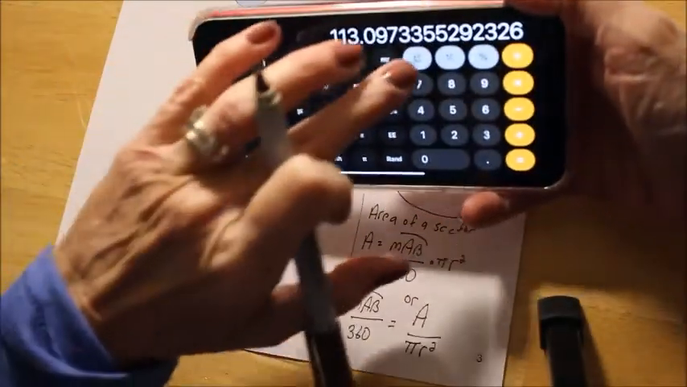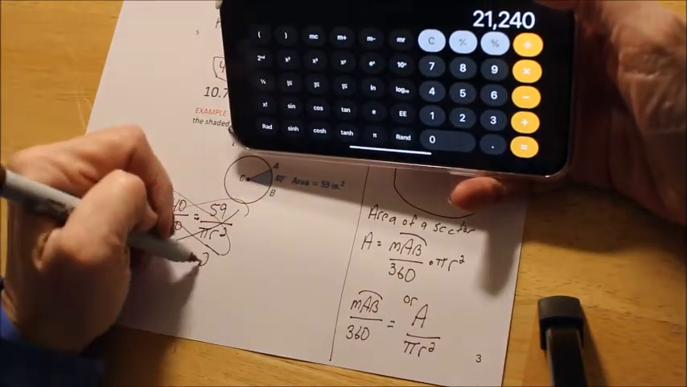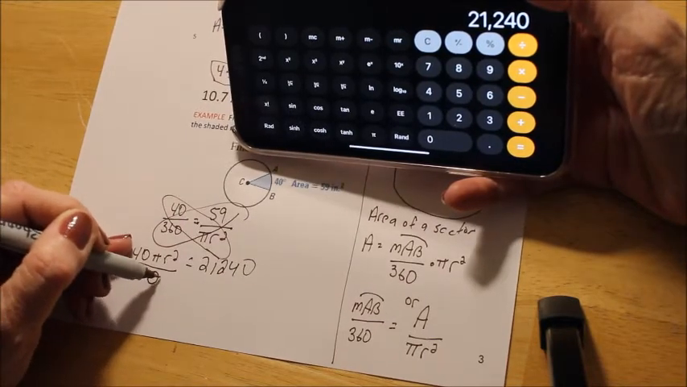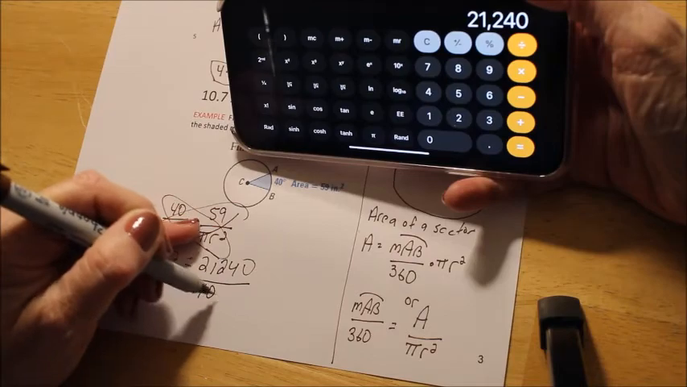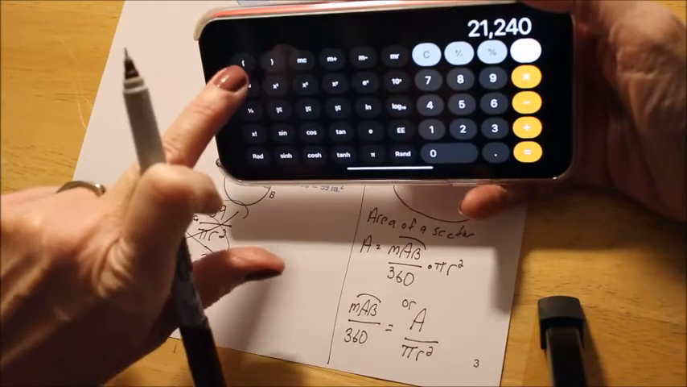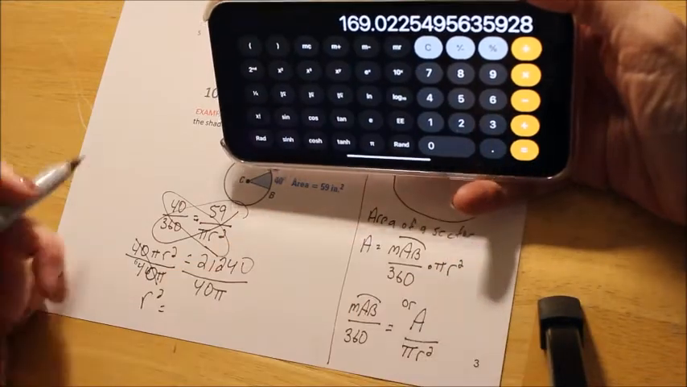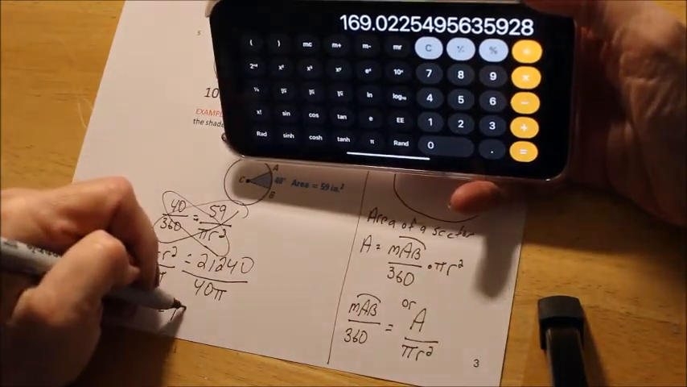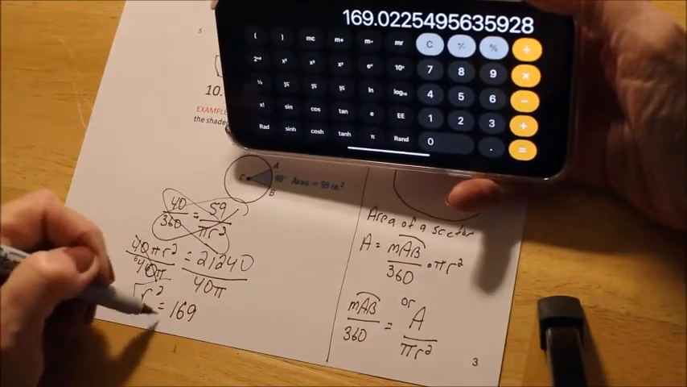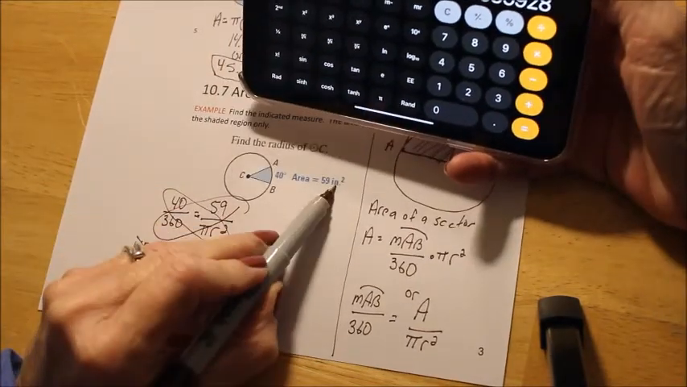Sorry guys, let me grab that. 59 times 360 equals 21,240. We're going to divide both sides by 40 pi. Okay, and that's going to give me r squared equals, I get about 169. Now I know this is a decimal, but that's really, really close to a perfect square, isn't it? If I take the square root, I'm going to get r is approximately 13, and that would be in terms of inches.